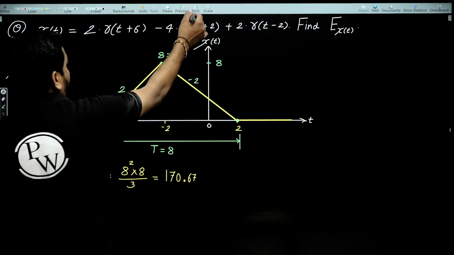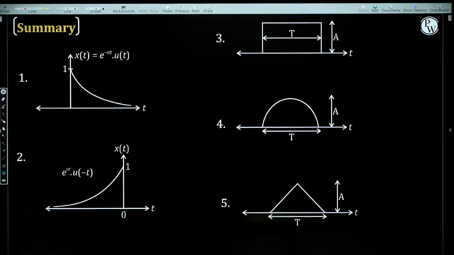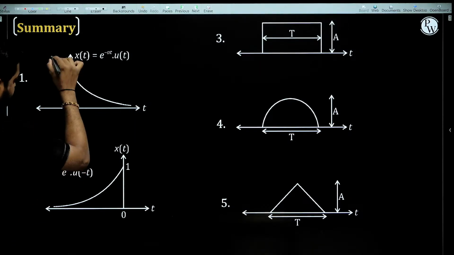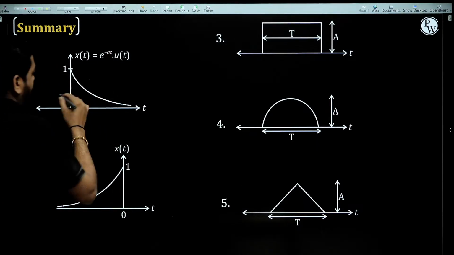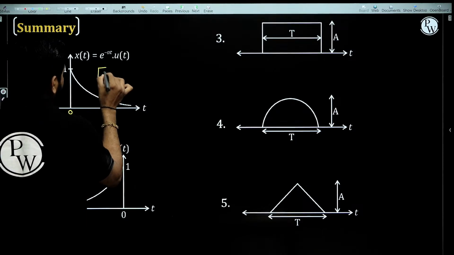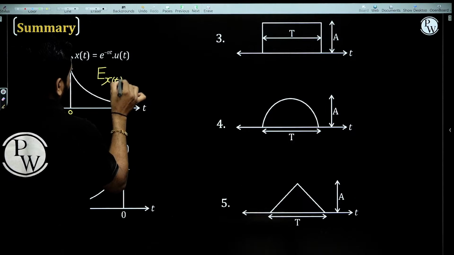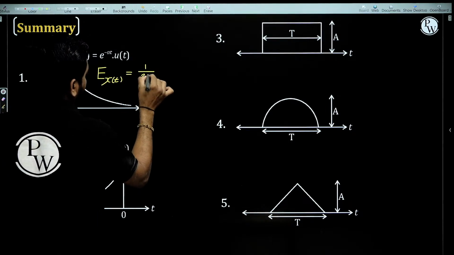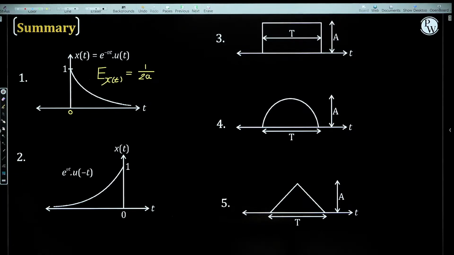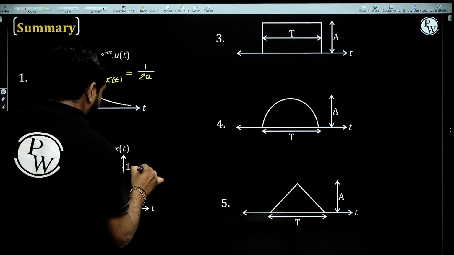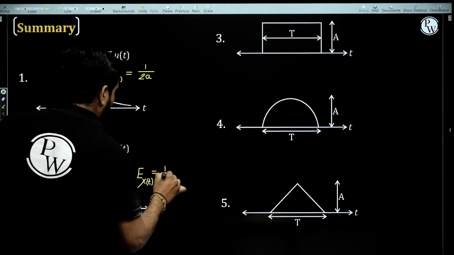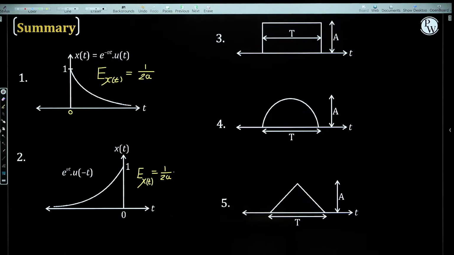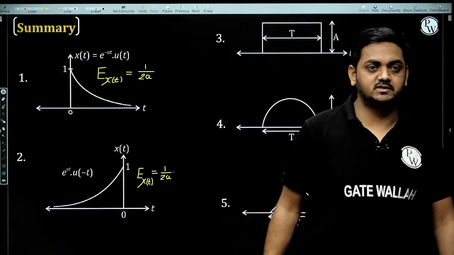Okay, now let us summarize all the concepts. First is exponential decreasing, right side, e power minus a t. Of course, a should be positive, then it is exponential decreasing. What is the energy of this x of t? Energy is 1 by 2a. Even for exponential decreasing on the left side, the energy of x of t is again 1 upon 2a. Time reverse operation doesn't alter the energy of the given signal.